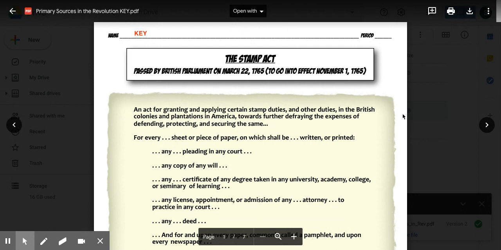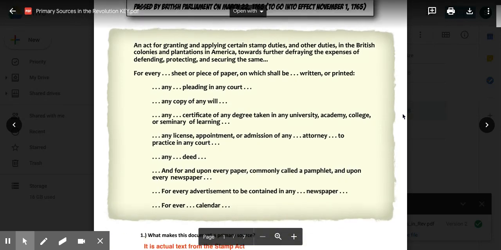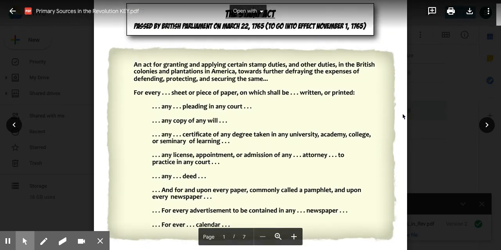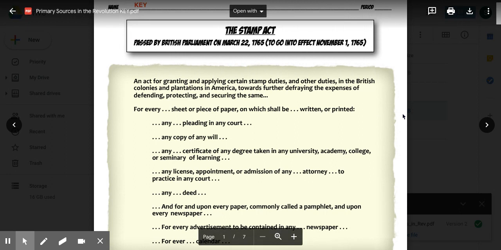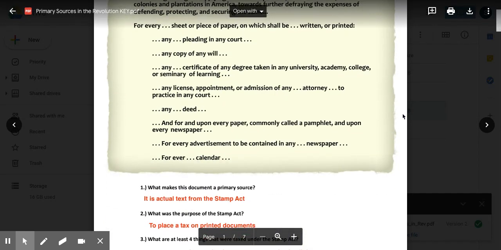So this packet was taking a look at different things that led to the causes of the revolution, or steps to the revolution. The first one was having you take a look at the Stamp Act. Just like in class, I'm not going to necessarily read all of these sources. But what you have here, in essence, is a copy of the Stamp Act that tells you what things will or will not be taxed under the Stamp Act.